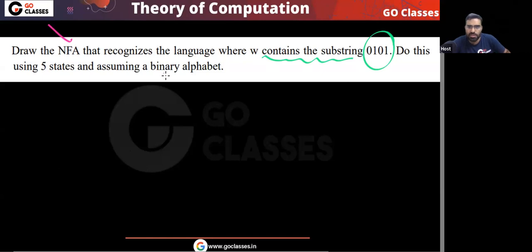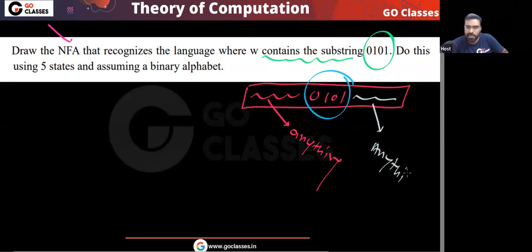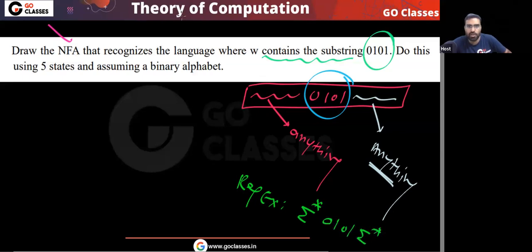So can we do this? Containing substring 0101 means anything can come initially. Then this must come, 0101. And then anything can come. Agree with me? Containing substring 0101. So what will be the regular expression? Can anyone tell me? The regular expression will be sigma star 0101 sigma star.